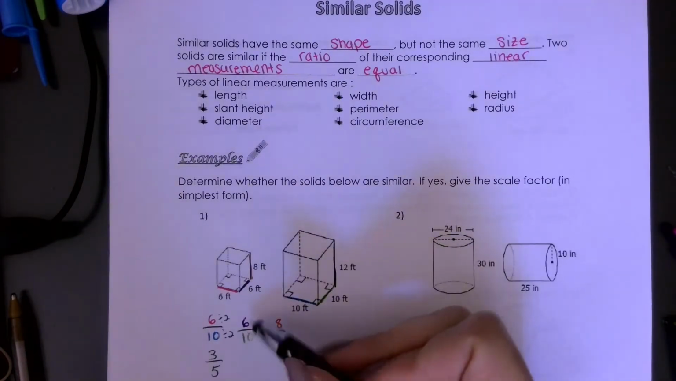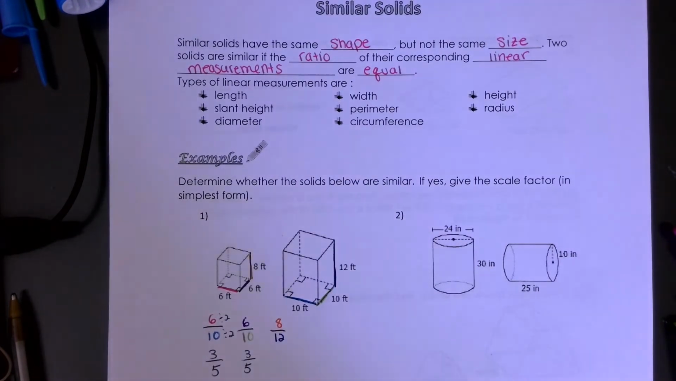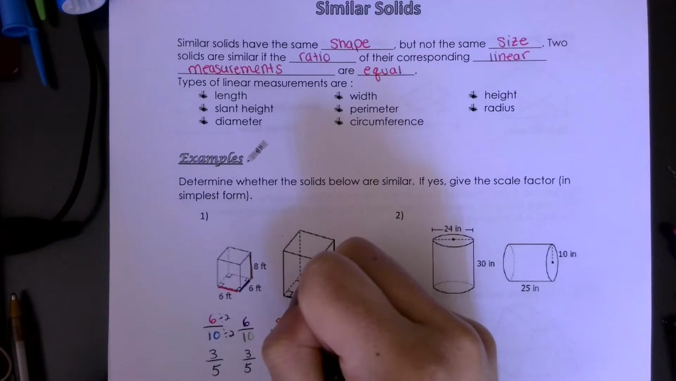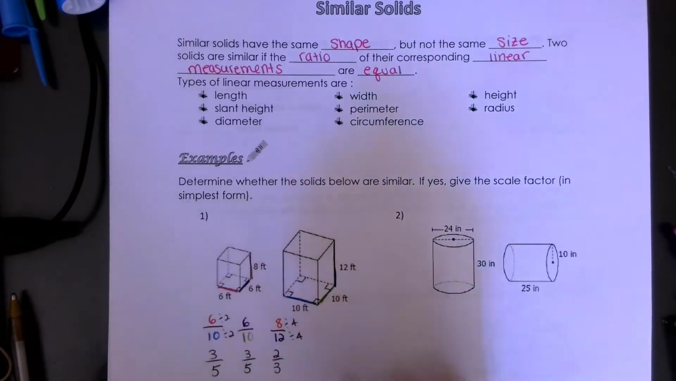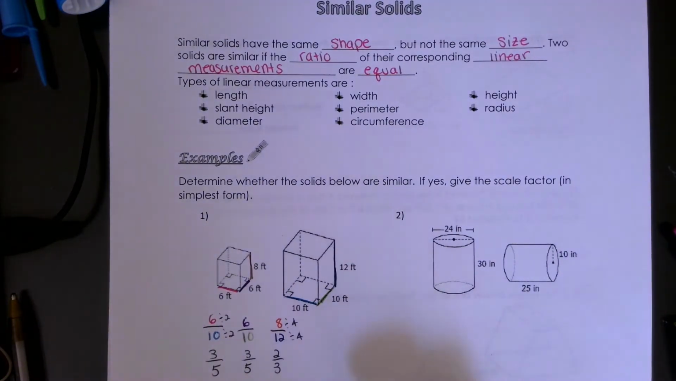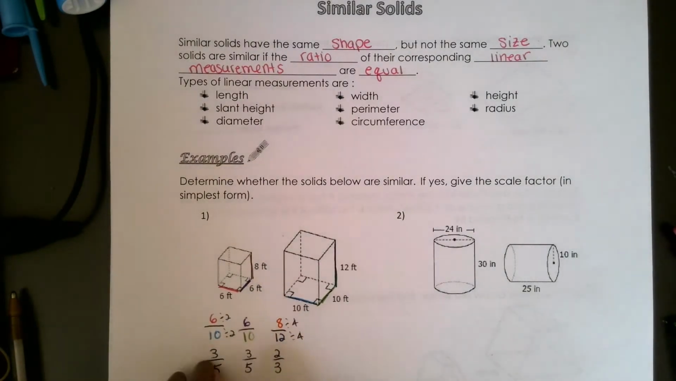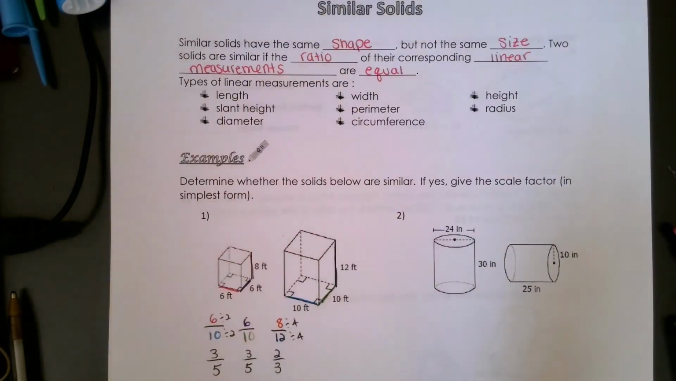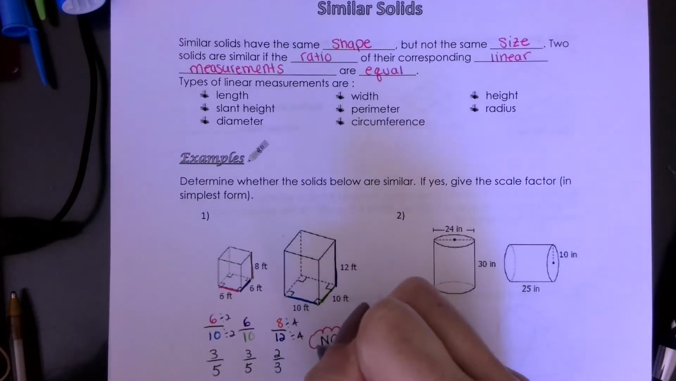Good. So this one is the same thing, right? 3/5. And now let's reduce 8 over 12. I know they're both divisible by 4, so I'm going to get 2/3. I check, can I reduce it further? I can't. So these two ratios are the same, but not this one. All 3 have to be equal in order for them to be similar. Just because 2 are, the third one isn't. So this is not similar, and the answer is no. Because it's no, we don't need to write our scale factor, because there is none, since it's not similar.